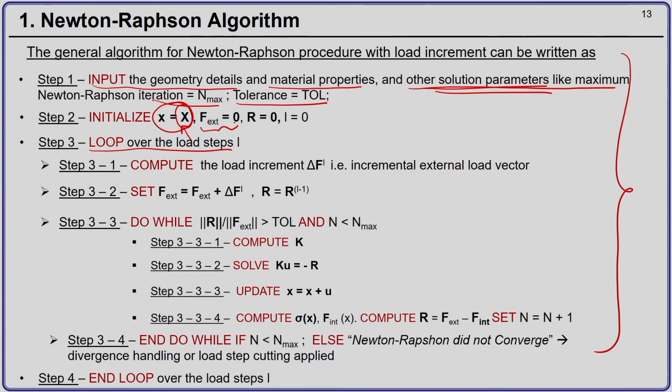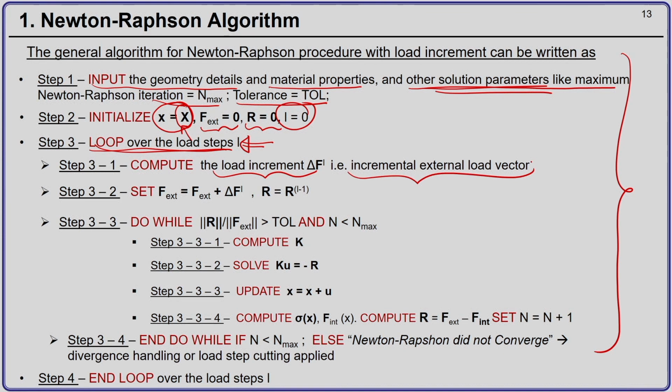The external loads are initialized to be 0, the residual is made 0 and the load step is made to be 0. Okay. Now, you loop over load steps because you know how much load you want to apply and you already would have decided that you want to go for these many load steps. Then according to your choice, you set the value of the total number of load steps and then you loop over load steps. You compute first of all the load increment delta F_L, that is the incremental external load vector.